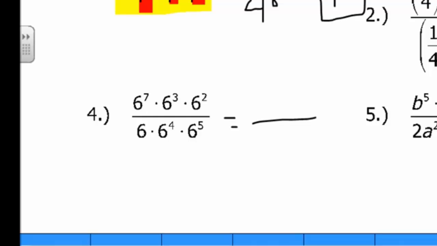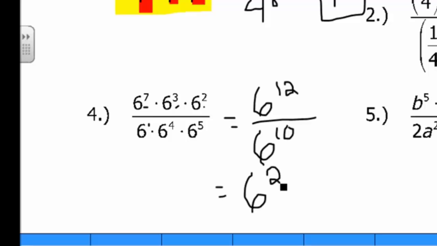Okay, so in the numerator, you should end up getting 6 to the 12th power because 7 plus 3 is 10, plus another 2 is 12. And then in the denominator, you should get 6 to the 10th power because this invisible 1 plus 4 is 5, plus another 5 is 10. Divide it all out. When you divide, you should subtract your exponents, so you end up getting 6 to the 2nd power, and that's your final answer.